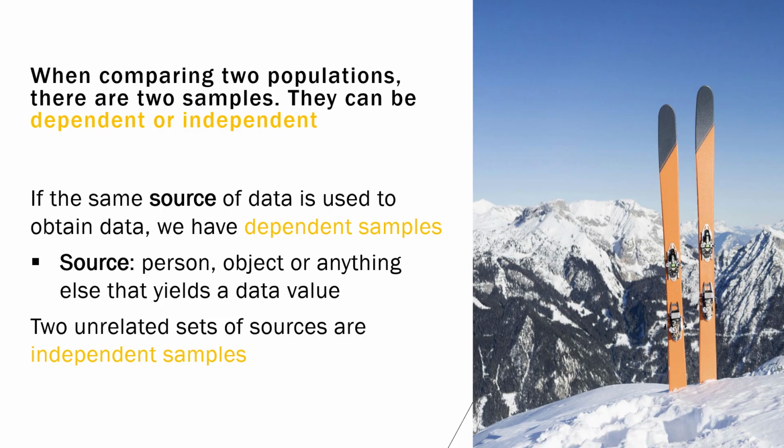And how do we know really if samples are dependent or independent, or whether they are considered to be paired? So when comparing two populations, there are two types of samples. They are dependent or independent. If the same source of data is used to obtain the data, we have dependent samples. And to define source, it's a person, object, or anything else that yields a data value. When we've got two unrelated sets of sources, they are independent samples. So in a paired sample, these are dependent on one another.